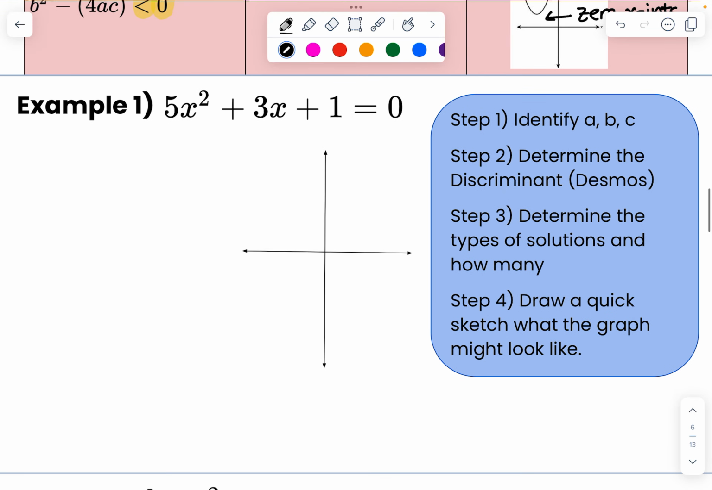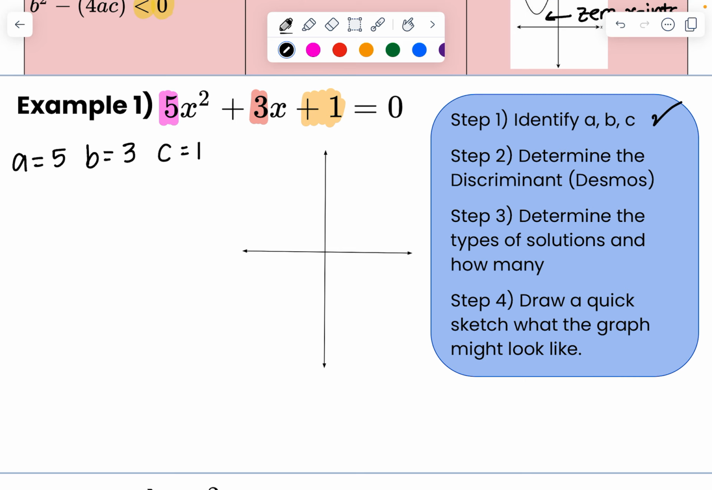So you can see what I'm talking about. So here's our first example. 5x squared plus 3x plus 1 is equal to 0. You can see my steps on the side, but first things first, I'm going to identify A, B, and C. A is in front of x squared, B is in front of x, and C is chilling off to the side. So I'm just going to be explicit. A is 5, B is 3, and C is 1. All right, so step 1, check.